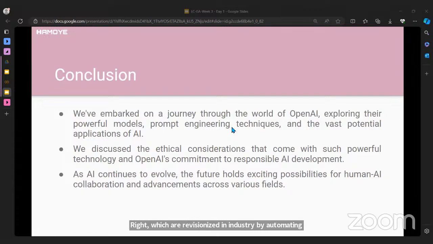These models are not just tools; they are partners that augment human capabilities, pushing the boundaries of what's possible in fields ranging from marketing to scientific research. We also looked at the ethical considerations. These are very important to the development and deployment of such powerful technologies.